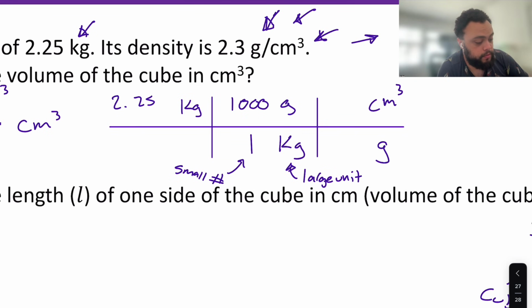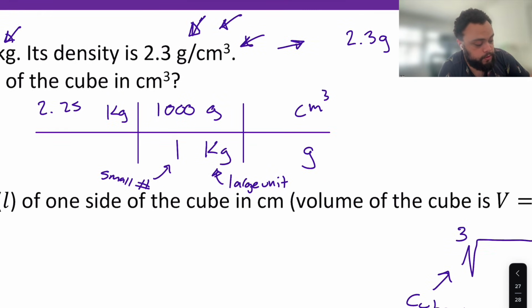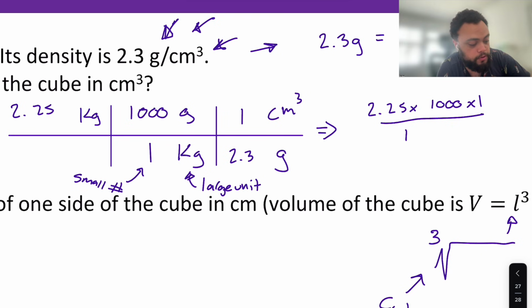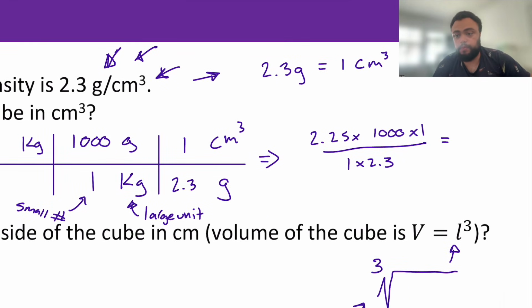Okay, then we can use this equivalency: 2.3 grams for every 1 cubic centimeter. This gives us an equation where we have 2.25 times 1,000 times 1. We'll divide that by 1 times 2.3, and we are left with a value of 978.26. That would be centimeters cubed.